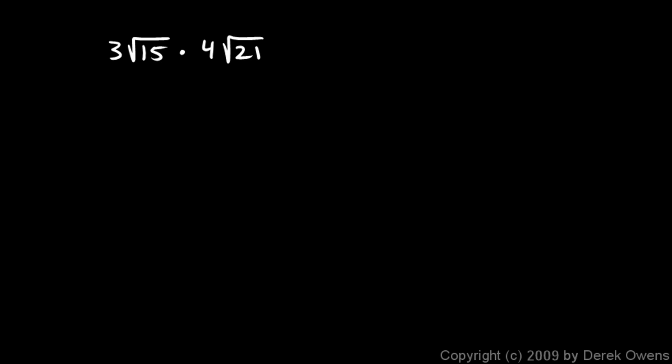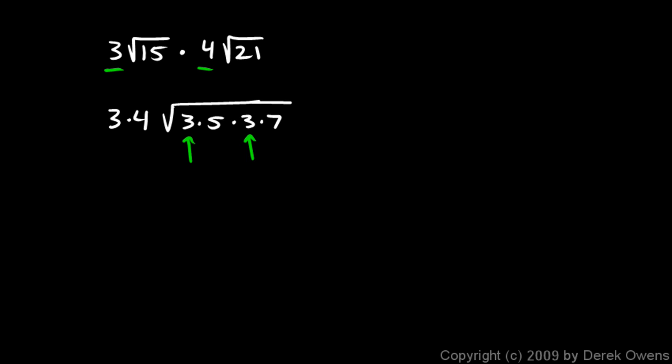I'll put my 3 and my 4 together out front, and that gives me a 3 times 4. You could go ahead and write that as 12. Then underneath, instead of 15 here, I'm going to write 3 times 5. And instead of the 21, I'll write 3 times 7. And now look here, this 3 and this 3, those could be thought of as a 3 squared. I could just rearrange these factors to put those 3's next to each other and have a 3 squared.